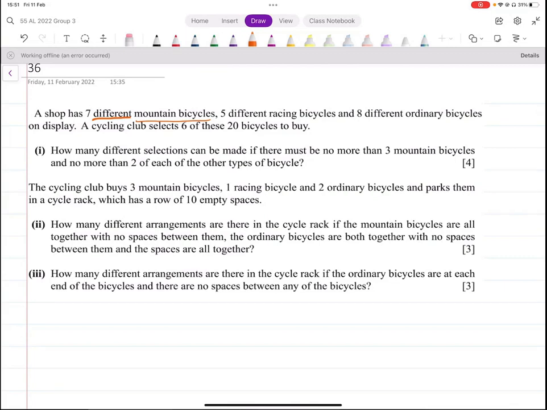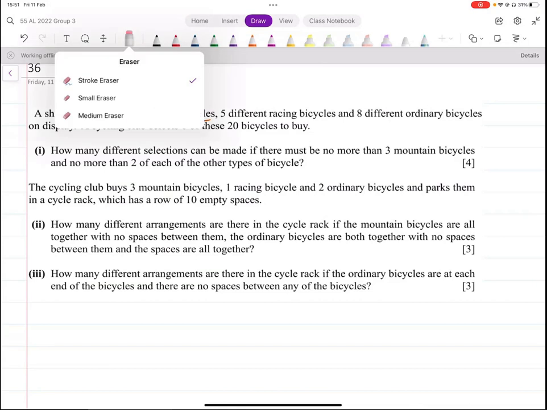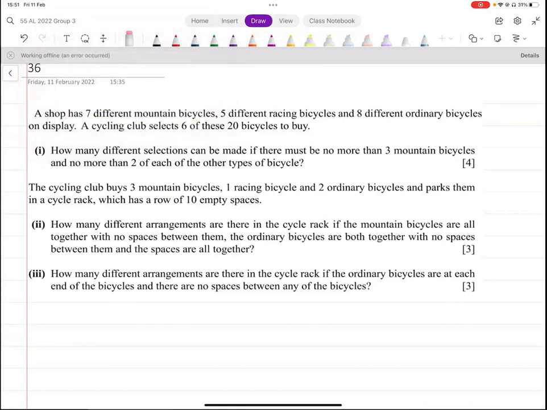Right? उनकी अपनी एक identity है. You can't say they're all identical. So they're all different bicycles. 5 different racing bicycles and 8 different ordinary bicycles. So यहाँ पे repetition नहीं हो रही है. These are all different. Okay.